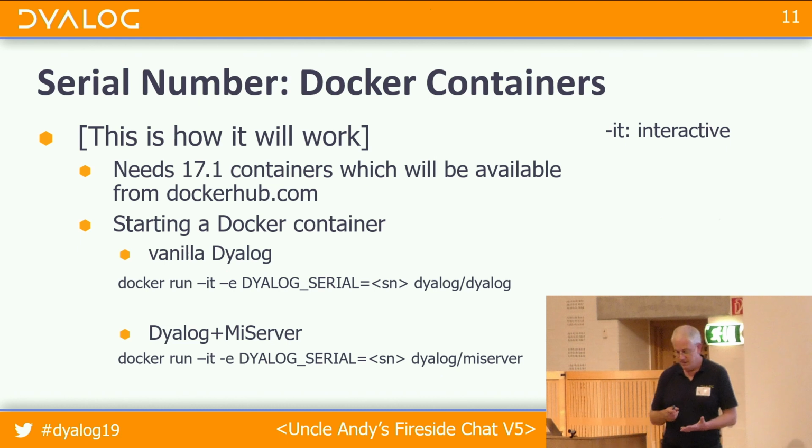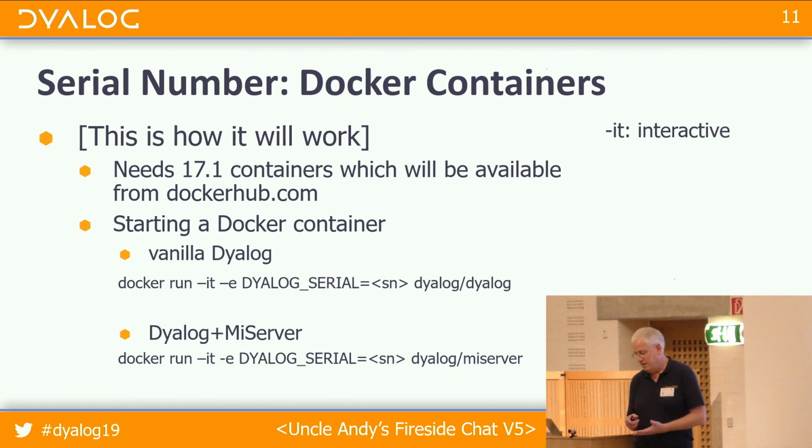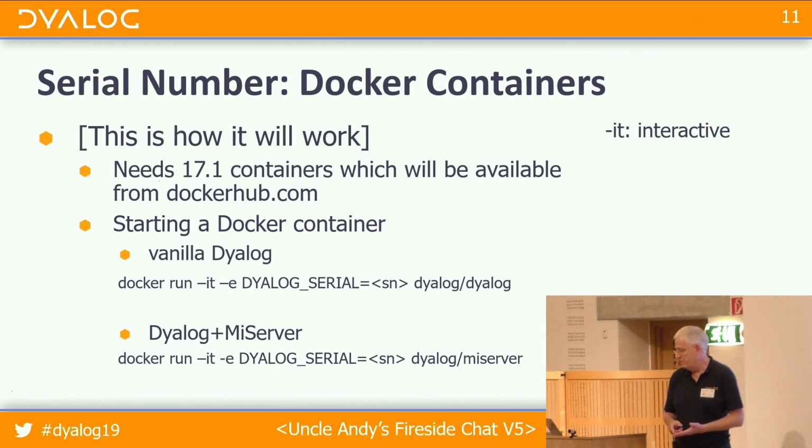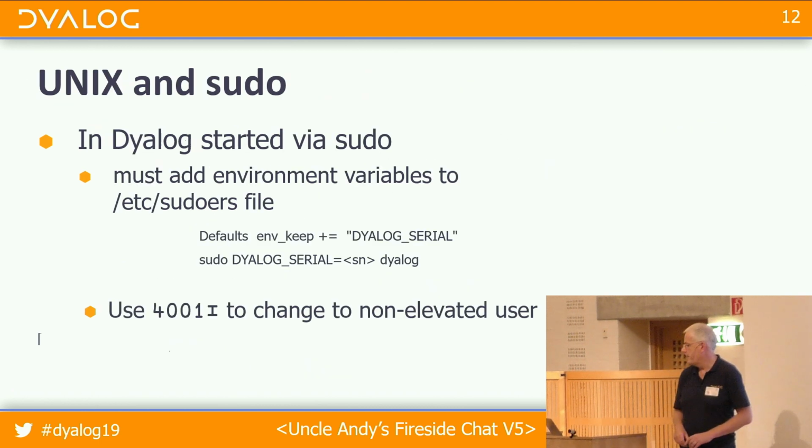So, Windows, it's a registry entry. Unix, it's an environment variable. Docker, you just have to do a bit of fiddling to get the environment variable into the right place.